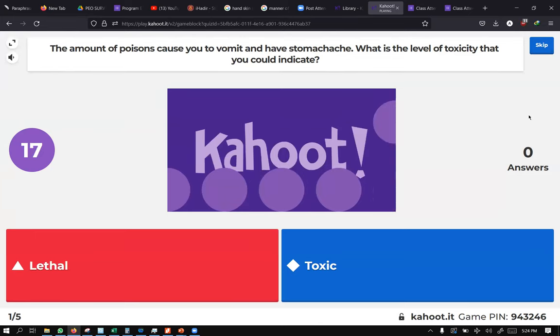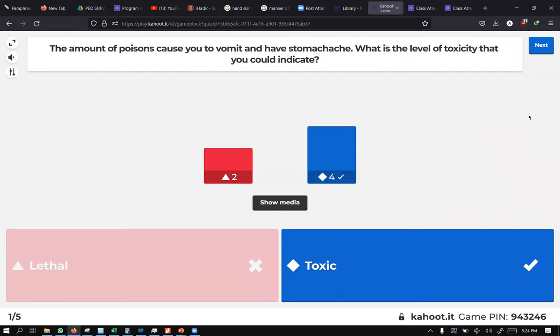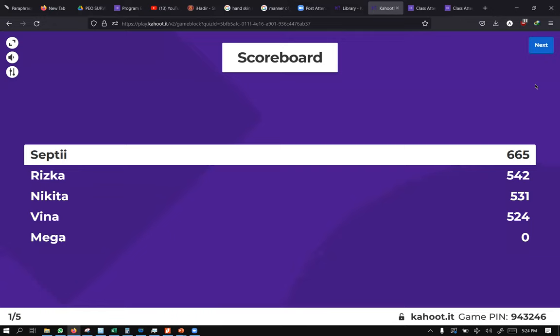The amount of poison causes you to vomit and have stomach ache. What is the level of toxicity you could indicate? Is it lethal or toxic? It is toxic. If the amount of the poison causes death, then it is lethal. Congrats, Septi.